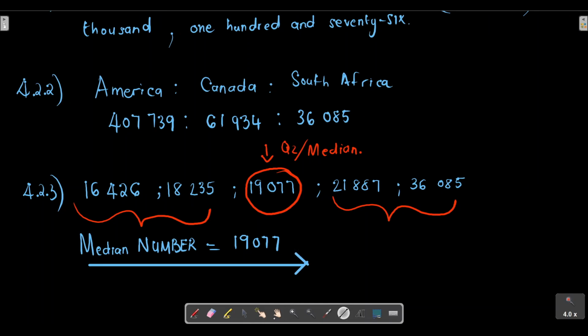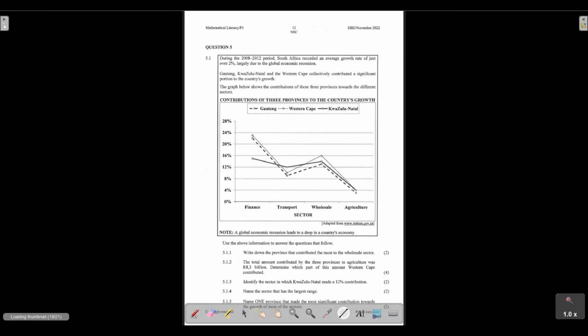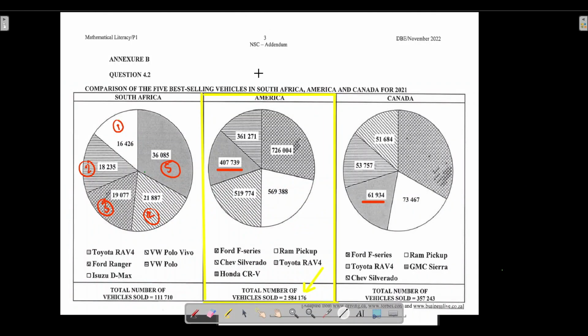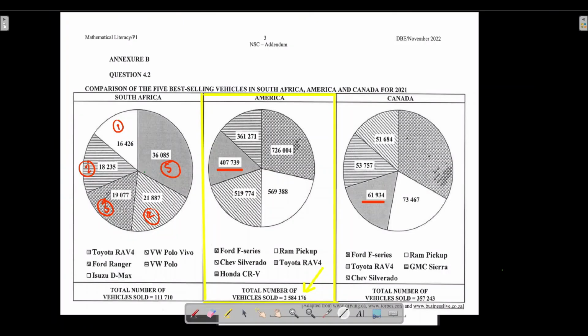Okay, very important, guys, that you highlight what the question is asking. What is the question actually asking from you? Highlight that, okay, so that you don't have people saying things like the median number of best-selling vehicles in South Africa is the Ford Ranger. Yeah, man. So please make sure that you highlight what the question was. It wants the number, not the name. Okay, then we are done.